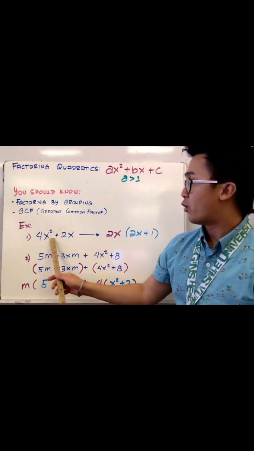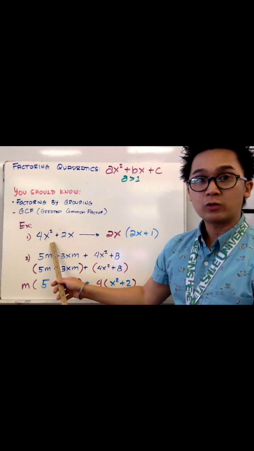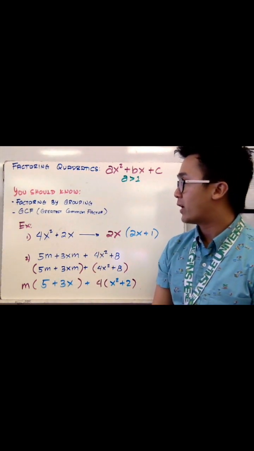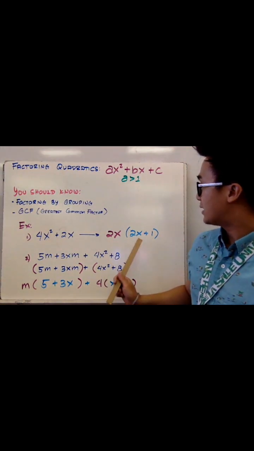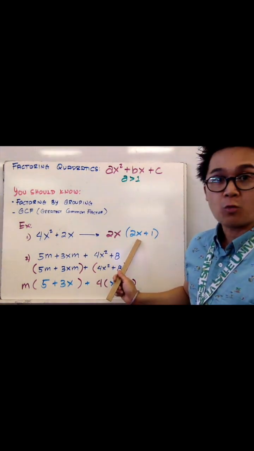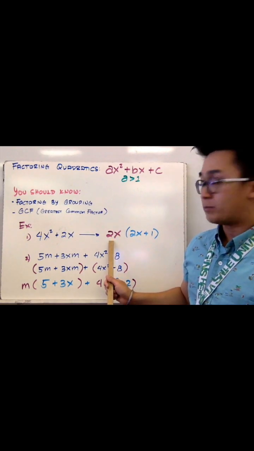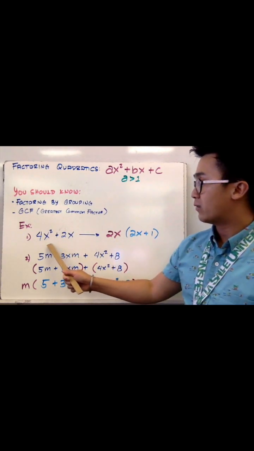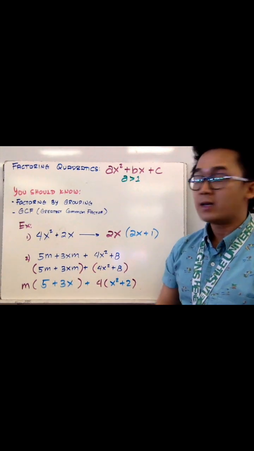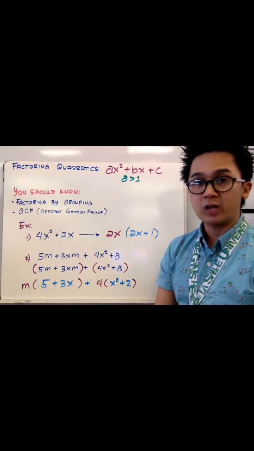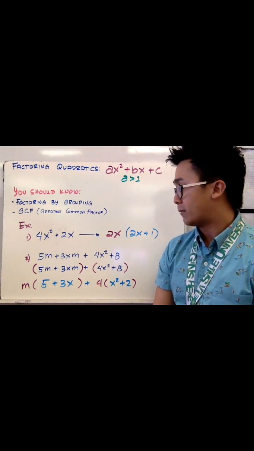Let's say we have 4x squared plus 2x using its GCF, which is 2x. If we factor out 2x from 4x squared and 2x, what's left in our parentheses will be 2x plus 1. And we know that we factored it correctly because when we distribute 2x to 2x plus 1, it will give us 4x squared plus 2x. So it's safe to say that factoring is basically the reverse of the distributive property.